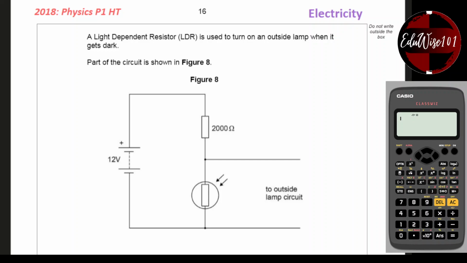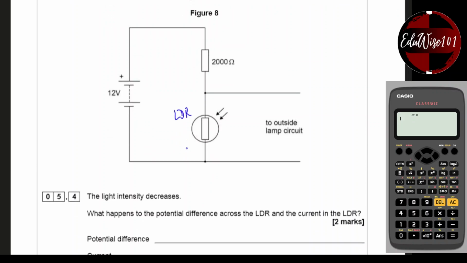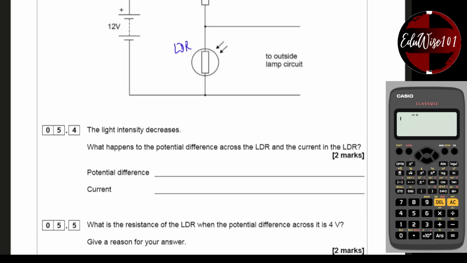A light dependent resistor, which is this component, the LDR. So the LDR is used to turn on an outside lamp when it gets dark. Part of the circuit is shown, so you have a fixed resistor, the LDR, which the resistance can be affected by the light that is falling in. The 12-volt power supply. The light intensity decreases. What happens to the potential difference across the LDR and the current in the LDR?